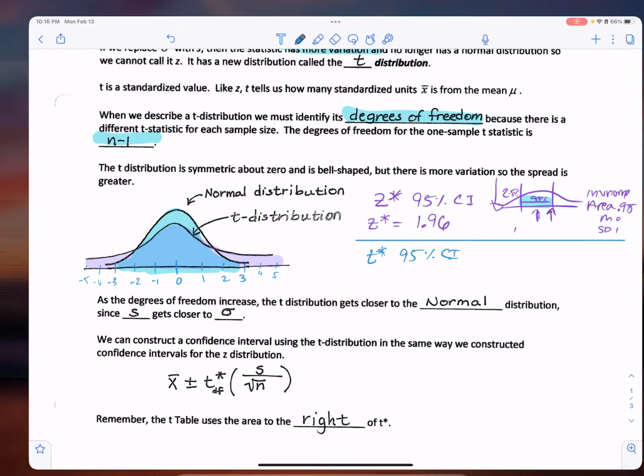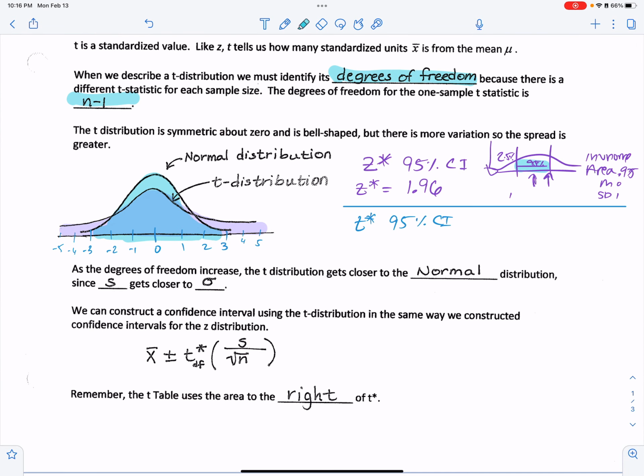So what that means is as the degrees of freedom increase, that means I get a bigger sample size. It gets closer to normal because s gets closer to sigma. All right, this here is my confidence interval because let's look at it. I've got x bar as my statistic plus or minus my critical value times my standard error.